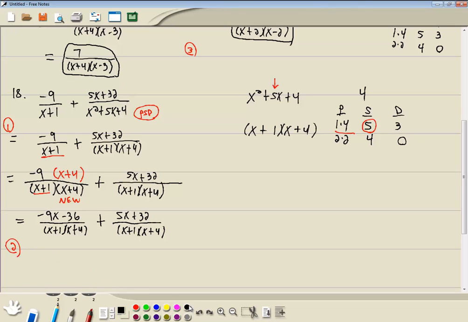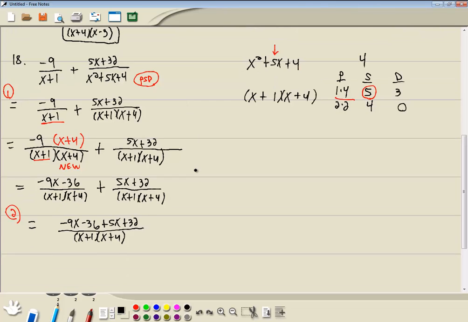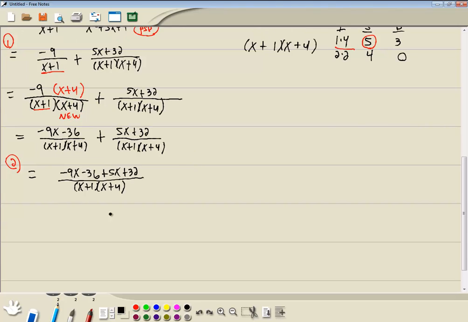Okay, step 2. Now that we got the same denominators, we can merge these together into a single fraction. So we're going to add or subtract top parts. So I got negative 9x minus 36 plus 5x plus 32. Now always you should combine together like terms. Negative 9x plus 5x is negative 4x. Negative 36 plus 32 is negative 4 over x plus 1, x plus 4.